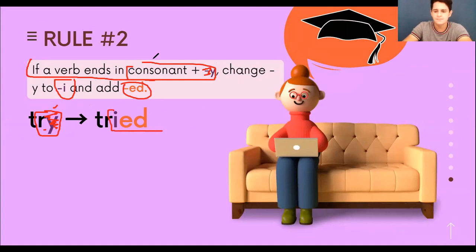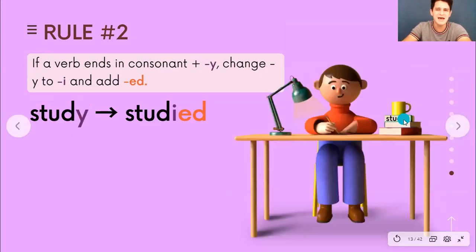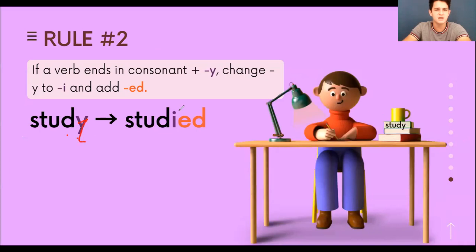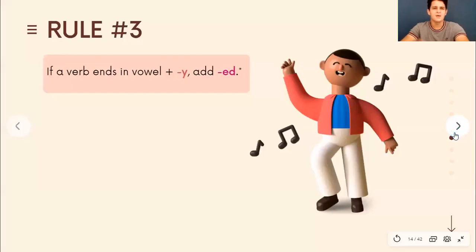And then another example is study. What happens? ¿Cumple la regla? Sí. Consonante Y, quito la Y, le agrego I latina y la ED. Studied, okay, study, studied. Next, rule number 3. What happens to rule number 3? Rule number 3 is the second part of rule number 2. Rule number 2 is consonant plus Y. What happens when it's consonant plus Y? Then I change the Y for an I and then I add ED.